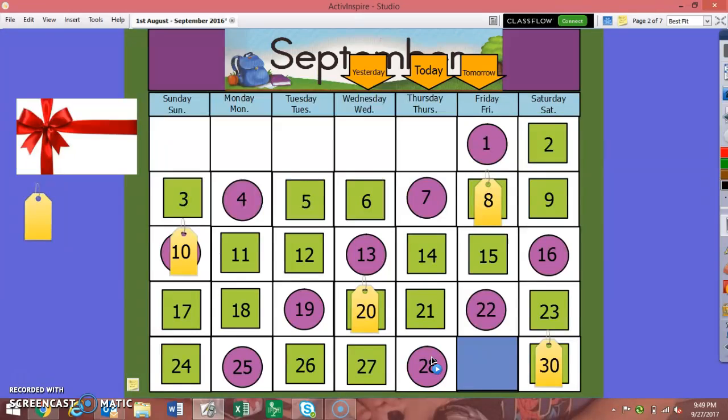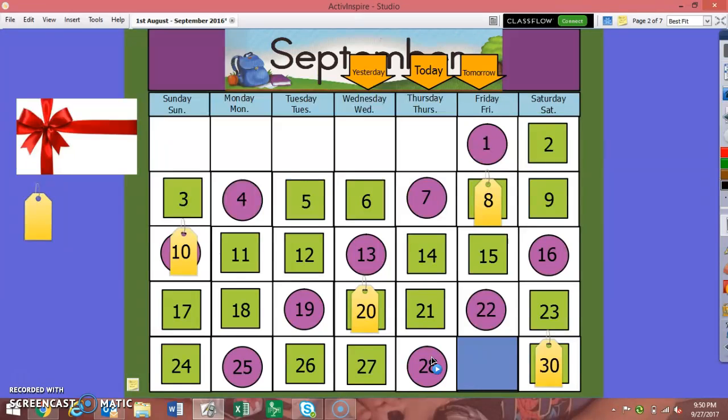And then from there, we do our date. So today is Thursday, September 28th, 2017. And then we do our pattern. So they clap for the circle and they pat their legs for the squares. And after that, we go on to our addition and subtraction problems.